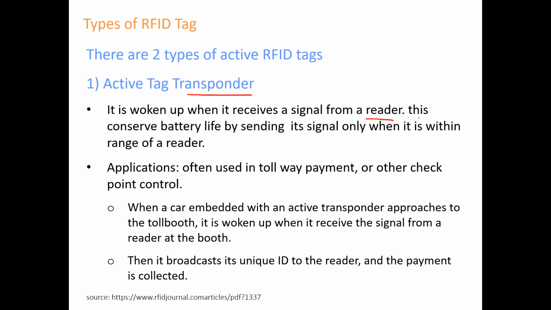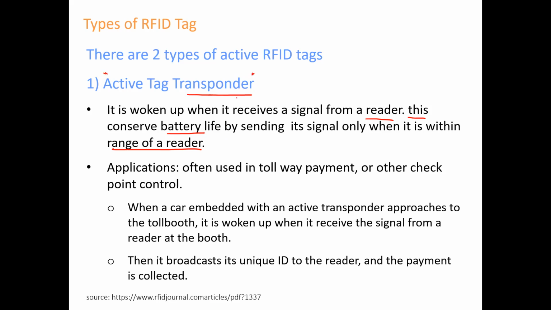So this helps conserve the battery life of the tag by sending its signal only when it is within the range of the reader. When it's very far from the reader, it goes to sleep mode, right? And if it goes to sleep mode, we can save the battery because we do not send any information. So we can save a lot of battery. This technique we call active tag transponder.